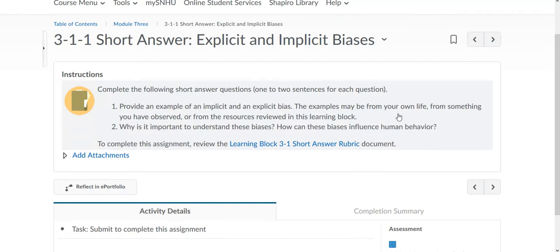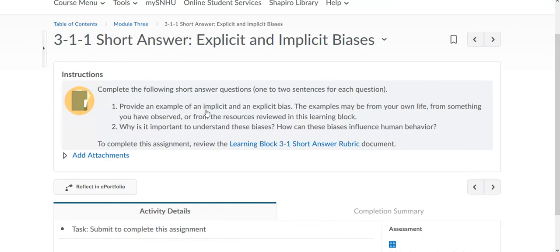The examples may be from your own life, from something you have observed, or from the resources reviewed in this learning block. So for this first portion of the assignment, you are going to provide 1 or 2 sentences that give an example of implicit bias and an example of explicit bias. You have to discuss both, and please let me know which is which so that I can determine if you understand implicit and explicit bias.